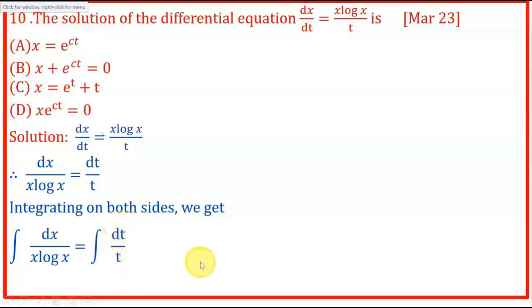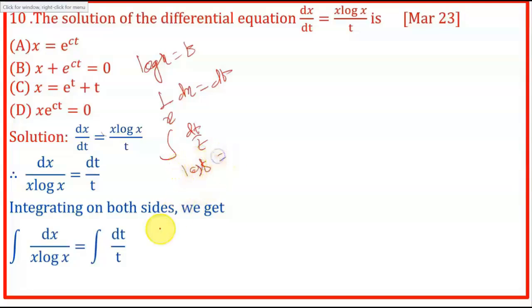Integral of dt upon t is nothing but log of t. But what about the integral of dx upon x log x? Here we will apply the substitution, log of x is equal to t. Then its derivative, 1 upon x into dx is equal to dt. Our integral will become dt upon t. Hence this integral is log of t.